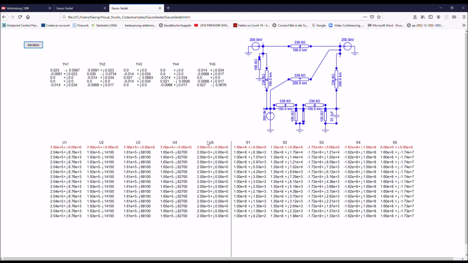And on the left side you see the voltages. This was the initial voltage in red, and now I have a little bit more. And what is also important to notice is that the phase angles have changed.